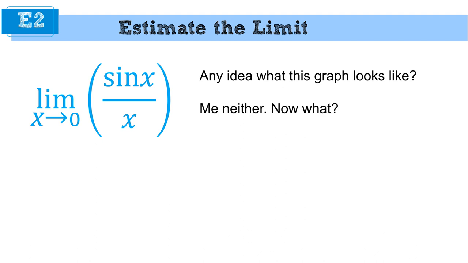If you're on Desmos, then you should be able to zoom in on x equals 0 and tell me what the value of the function is when x is equal to 0. 1. Zoom in some more. What's the value? Still 1. Zoom in some more. Yep. And you can zoom till you're blue in the face. It's going to stay 1. So by zooming in, we're representing getting closer and closer.